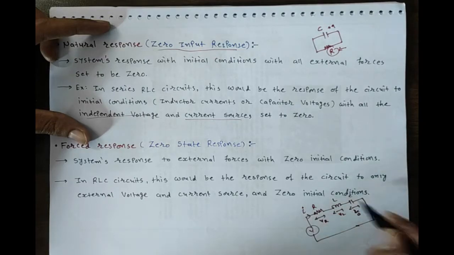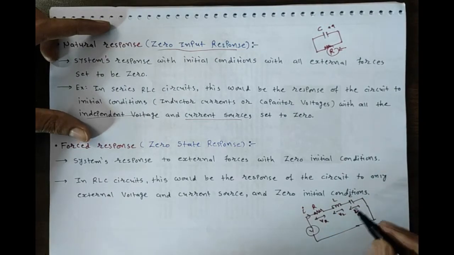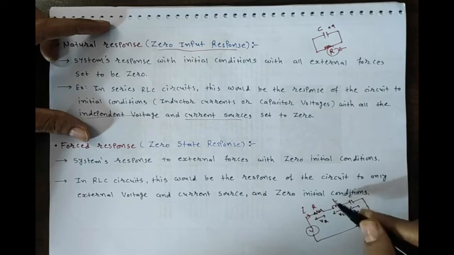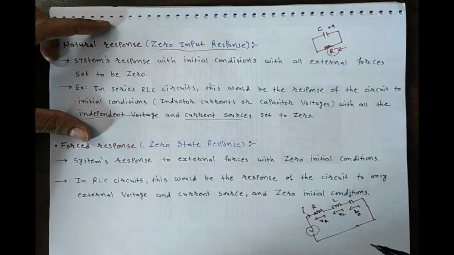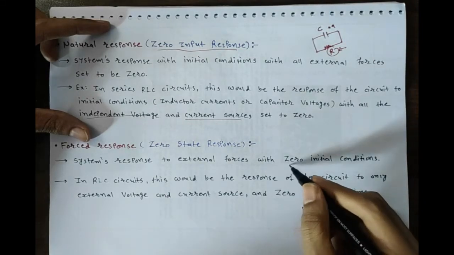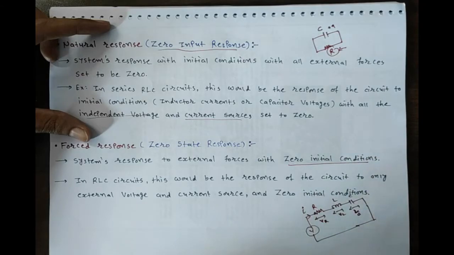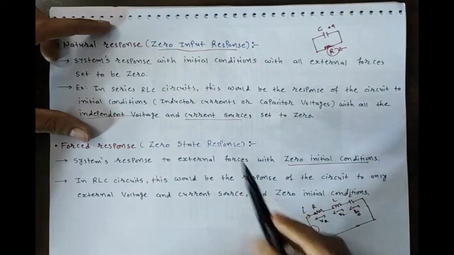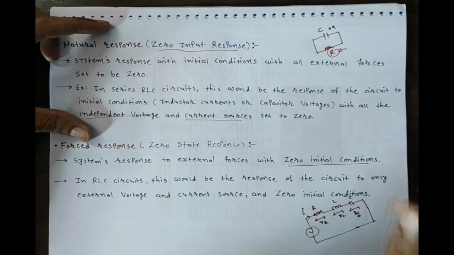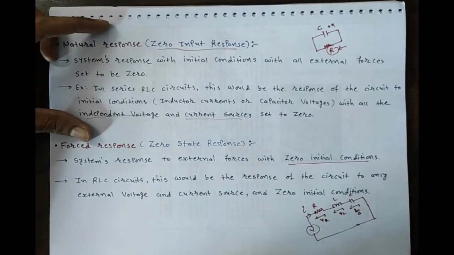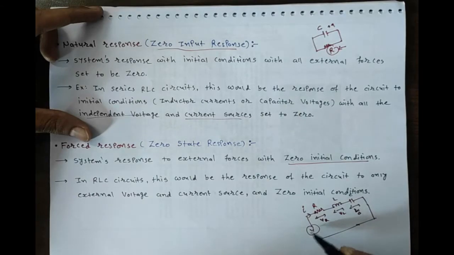So whenever this kind of system is there, we are assuming that initially there is no current in the inductor and no voltage across the capacitor. Okay, we are assuming initial condition 0. So such kind of response is known as a zero state response. Okay, or the forced response, where you can see the independent voltage source or sometimes the current source will be there.